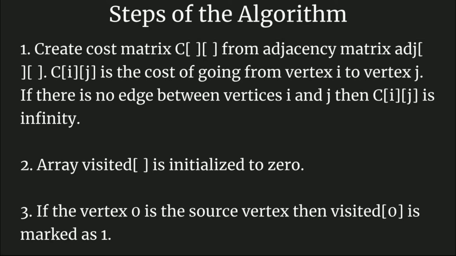First, we need to create a cost matrix C from an adjacency matrix that we'll be having. This cost matrix C[i][j] will be the cost of going from vertex i to vertex j. If there is no edge between vertices i and j, then C[i][j] is infinity. So if two nodes have no edge in between, the cost will be taken as infinity. Otherwise we'll have a certain value for that edge, that is, for going from that vertex to another vertex.